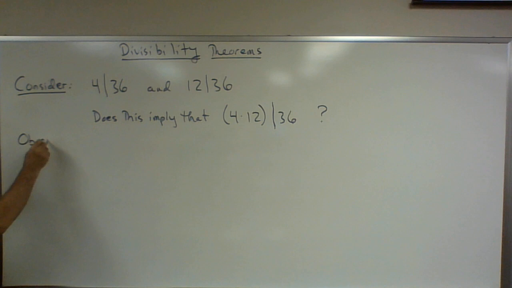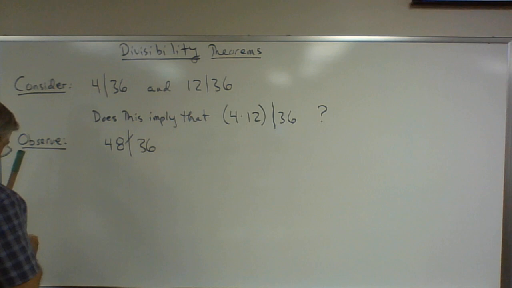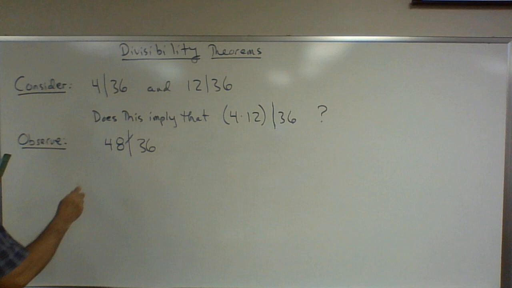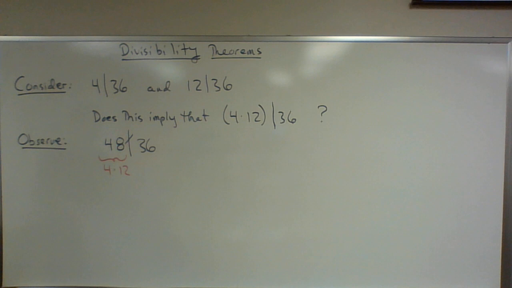Four times 12 is 48. And that does not divide 36. 36 can't have a divisor larger than its own absolute value. So here's 4 times 12, 48. That does not divide 36. We have two divisors of 36, 4 and 12. Their product, 48, is not a divisor of 36.